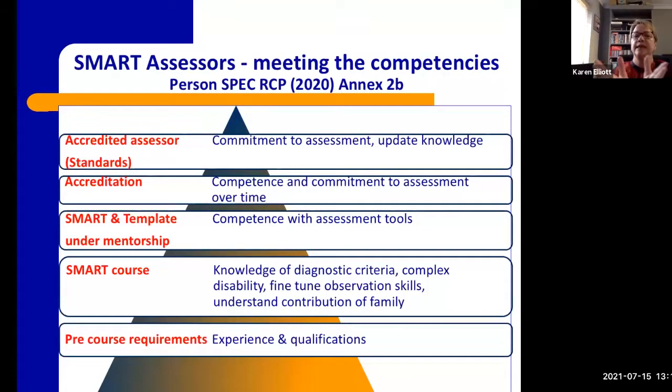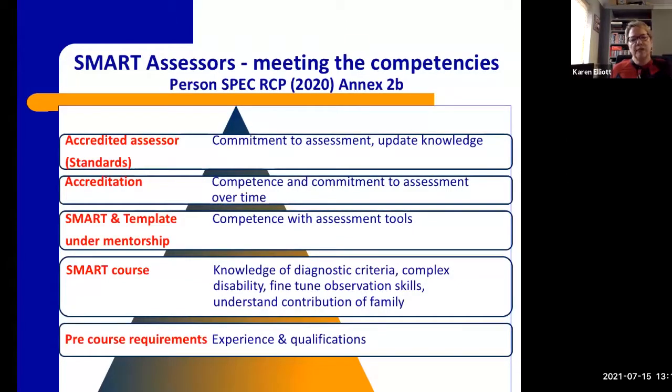And I've mapped it here to the person spec that the RCP have put out in their annex to the guidelines. So it's Annex 2B, the electronic annex. On the right-hand side of this screen in the blue, you'll see what their person spec requires. On the left-hand side is what we do in terms of SMART.